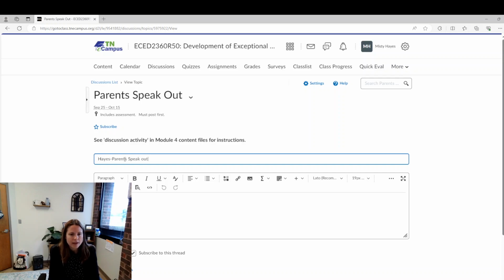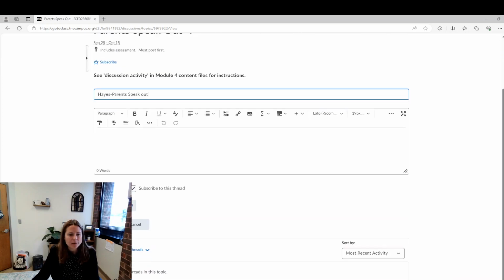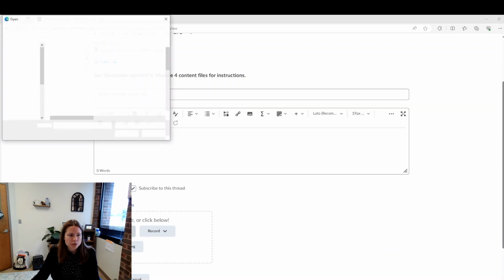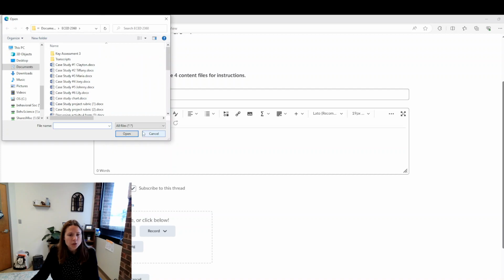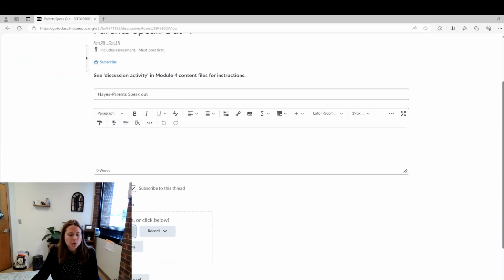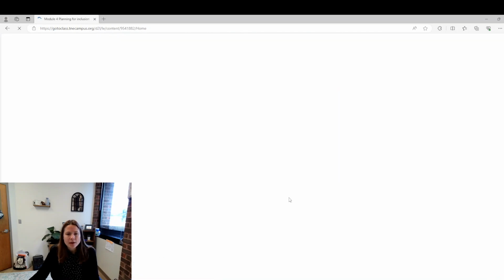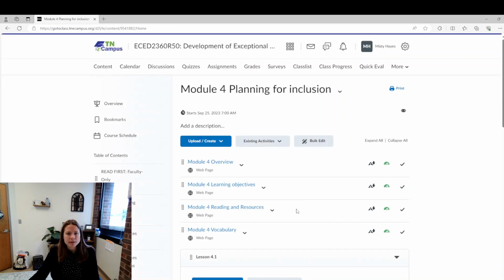And then you would come down here, add your attachments. You would search for the file that you just saved and completed, you would open it, and then you would submit it and then hit post. Okay, now remember, you need to reply to at least one other classmate's discussion. Okay, so that would be one of the assignments this week.